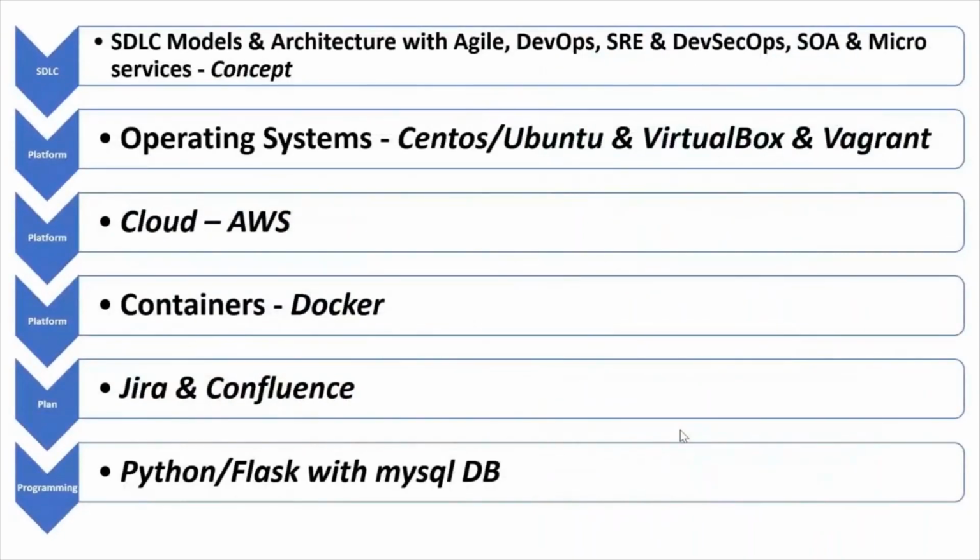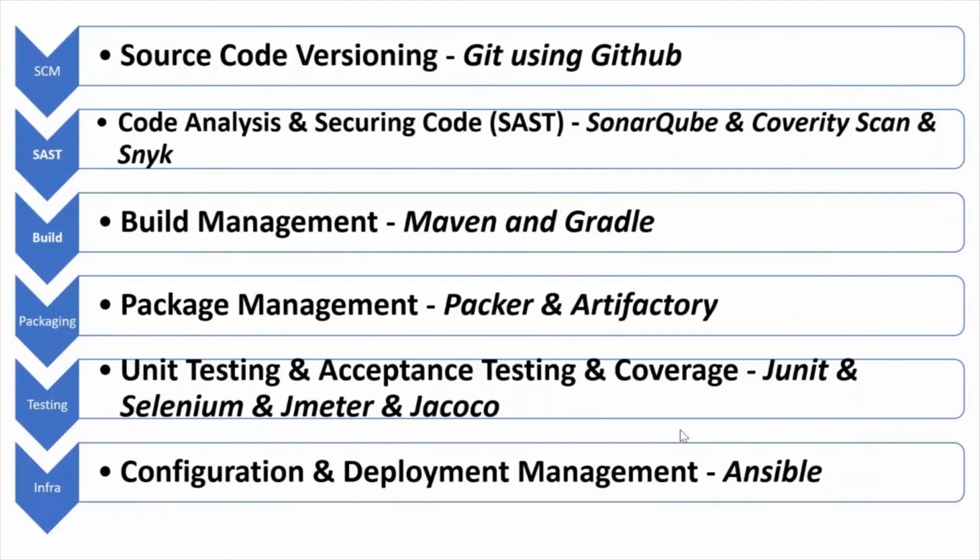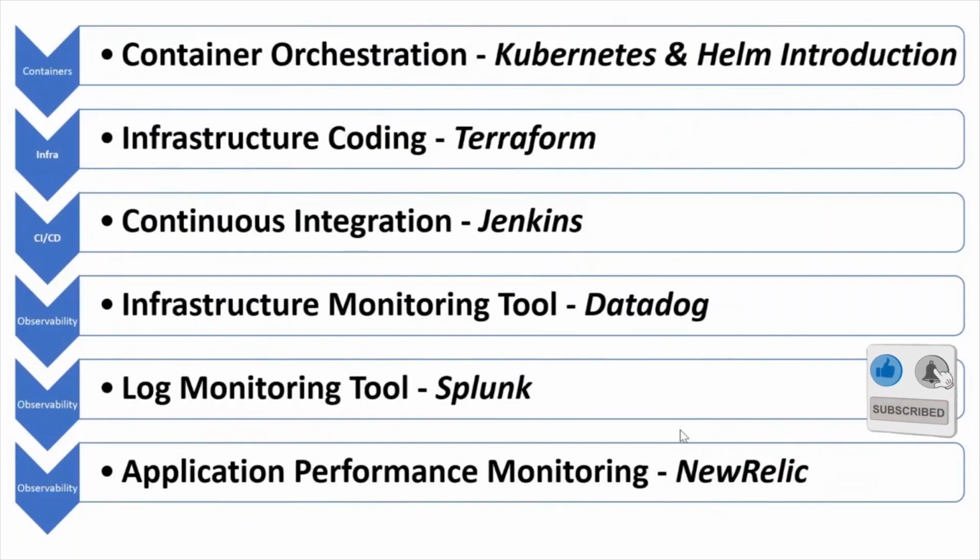So as part of this course, you will learn multiple things. Here you see that you will learn Linux, AWS, Docker, Jira, Confluence, Python, Git with GitHub, SonarQube, Maven, Gradle, Packer, Artifactory, Selenium, JMeter, Ansible, Kubernetes, Helm, Terraform, Jenkins, Datadog, Splunk, and Neuralink.